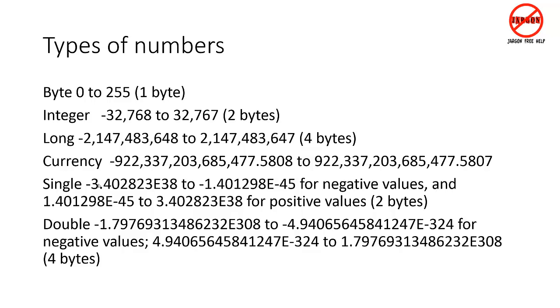If in doubt, always go for the bigger one. So byte, integer, and long are basically whole numbers. If you're not sure, go for the biggest one, which is long. If you need decimal places and you're not sure whether to go for single or double, go for the double.